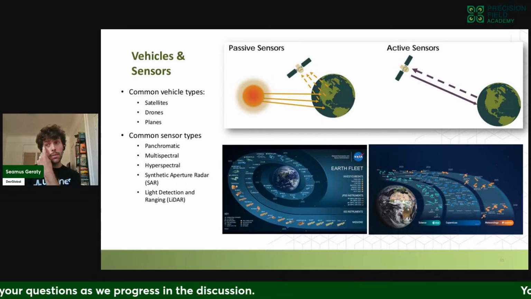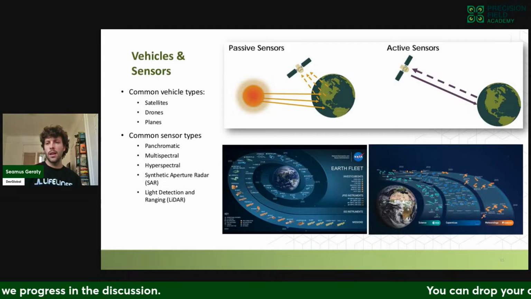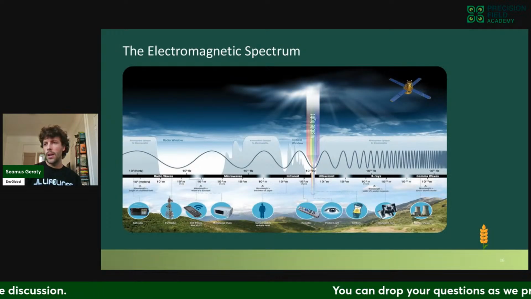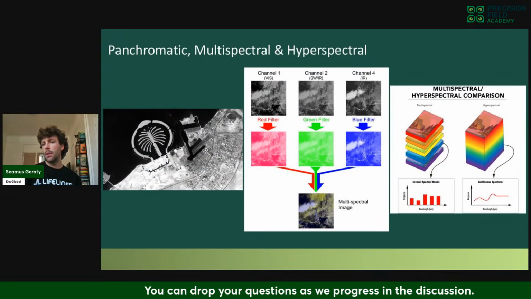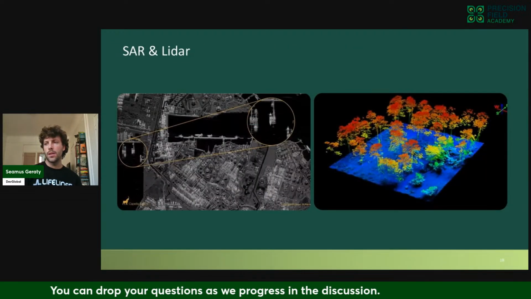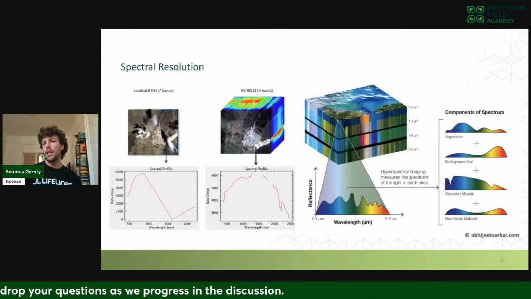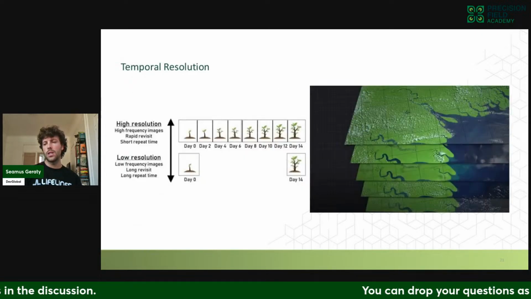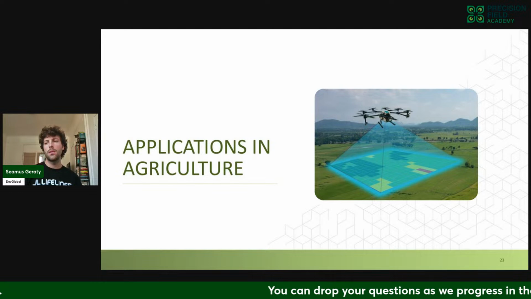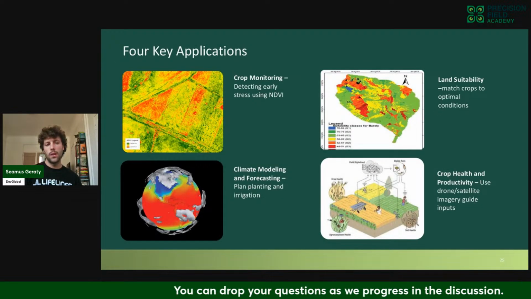And then there are two other types that I'll talk to today. Synthetic aperture radar, which stands for SAR, uses microwave pulses to create images capable of penetrating clouds and operating day or night. And then light detection and ranging, which uses laser pulses to measure distances and create detailed 3D models of the Earth's surface.